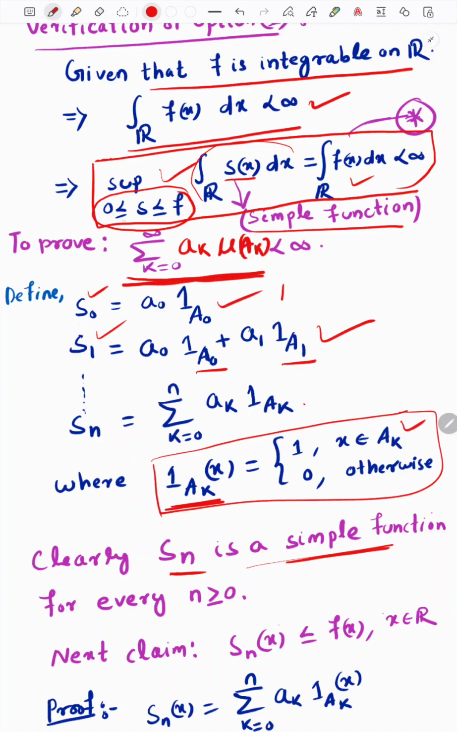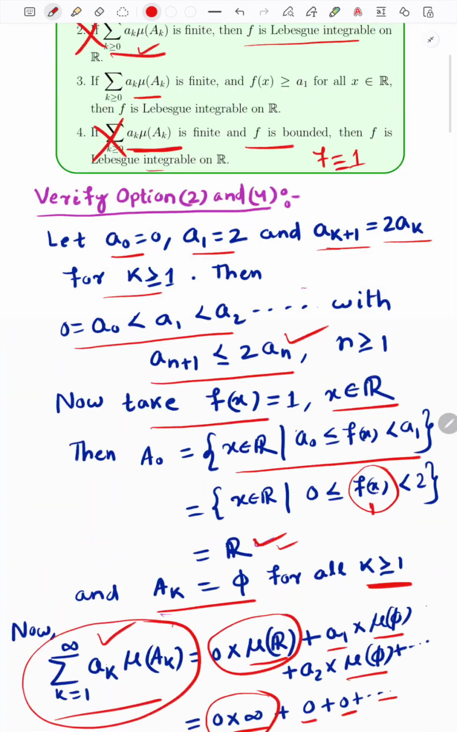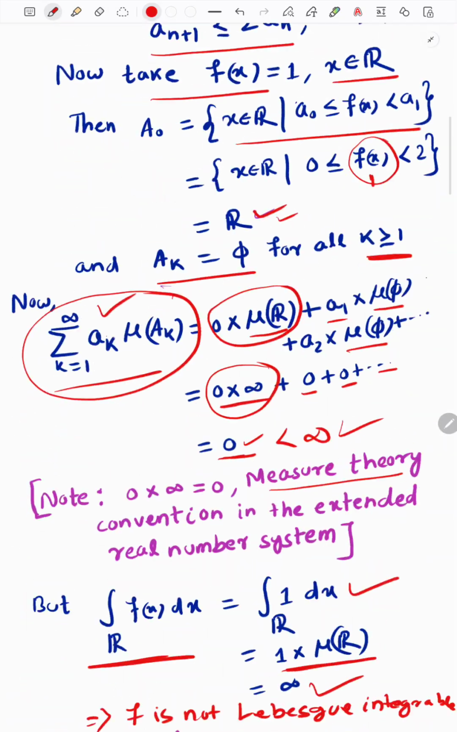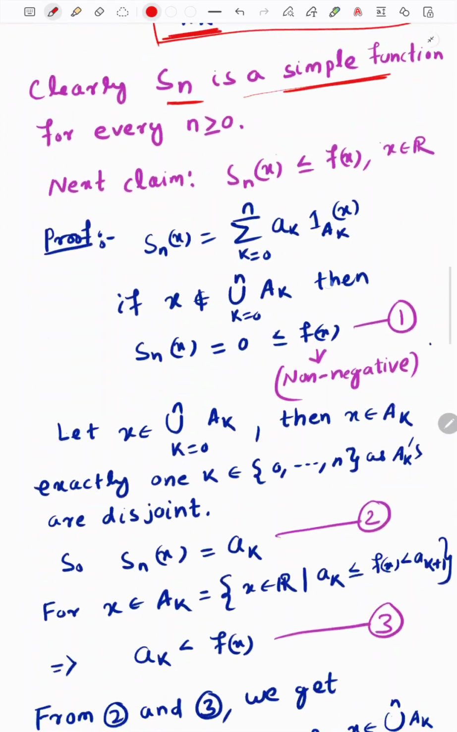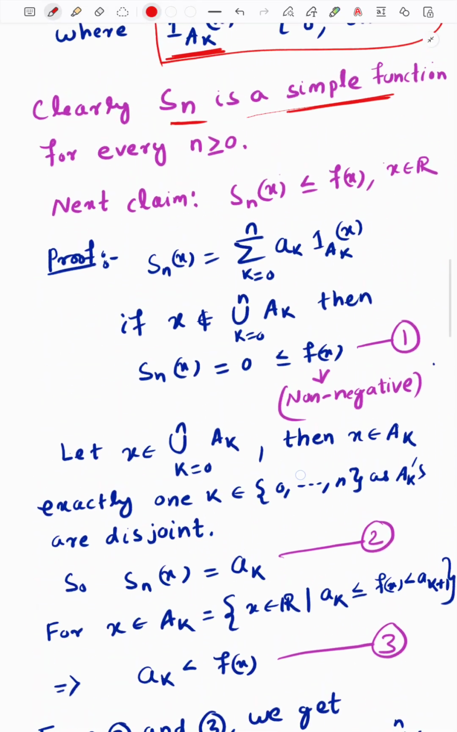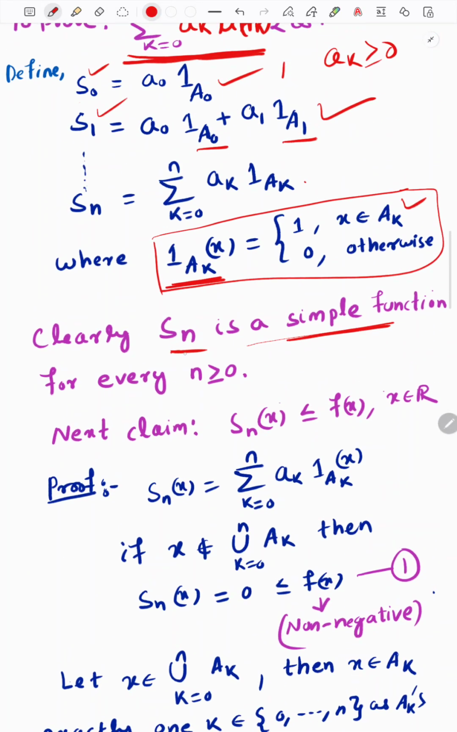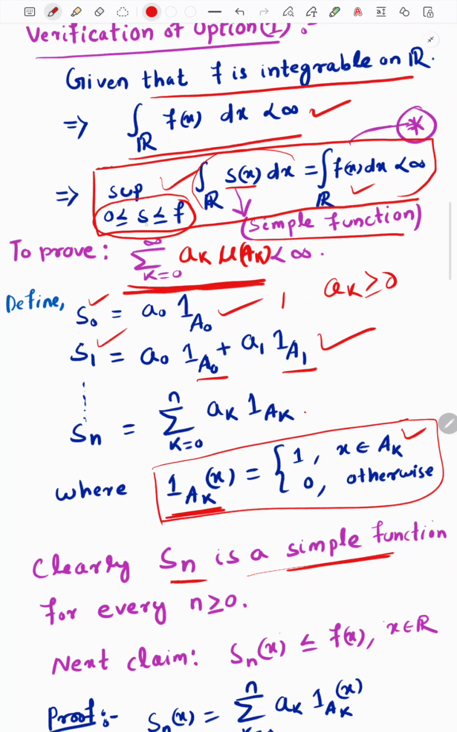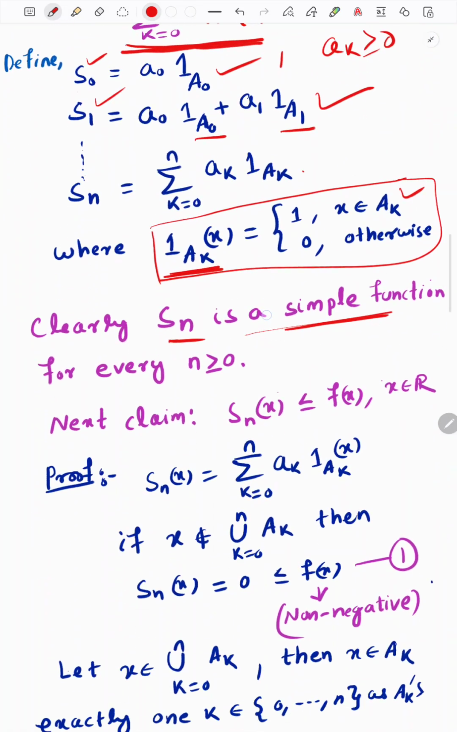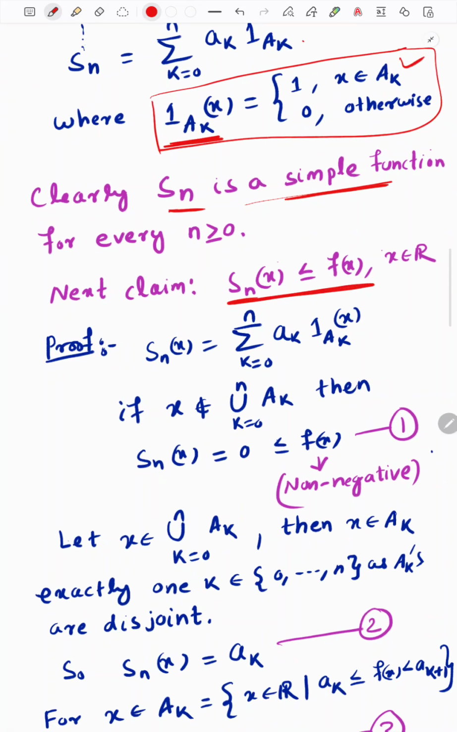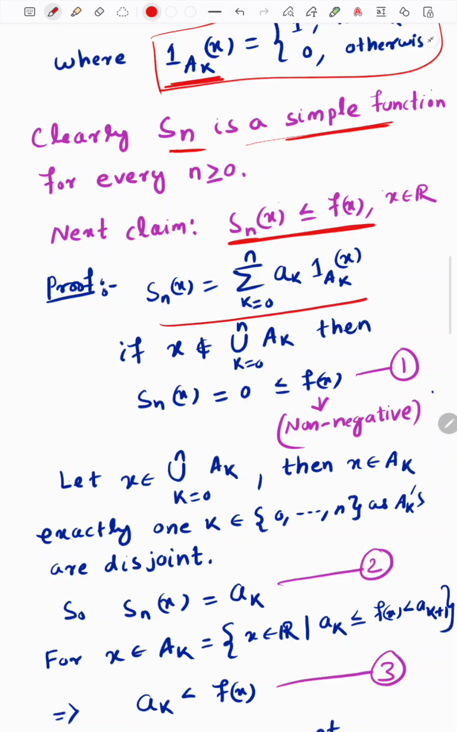But next we have to verify that it is non-negative. Clearly these functions are defined in terms of indicator functions, and we know that these small a_k's are non-negative. It is given in our question itself: a_0 is 0, and all the others are non-negative. So these s_n functions are simple and non-negative. Next we have to verify that s_n is less than or equal to f. This is the definition of s_n.